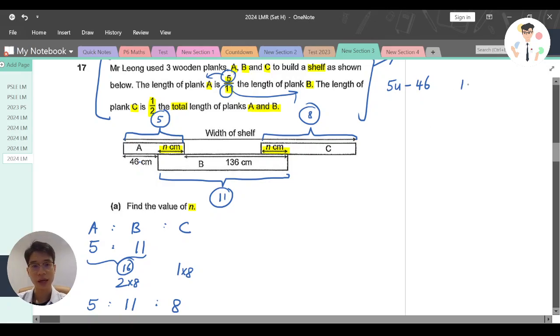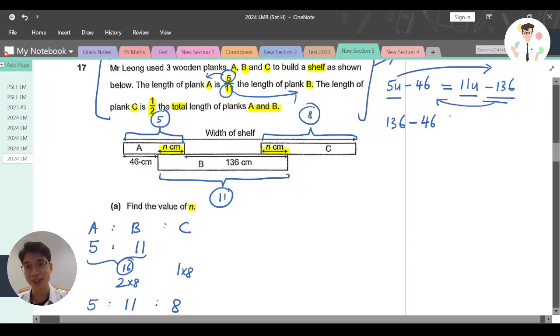They're referring to n also, right? Which means that 11 units minus 136 and 5 units minus 46 are actually supposed to be the same, because both of them refer to n. So with that, I can solve it. 5u, 11u. I'll move this 5u here. I move this minus 136 here, so in this case it will become 136, because minus 136, moved here, is supposed to be positive. Minus 46, because it's still the same place, 11 units minus 5u becomes 6u.